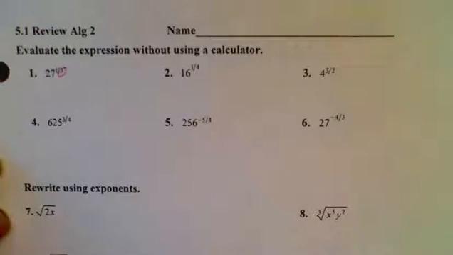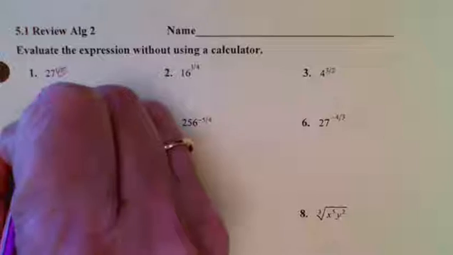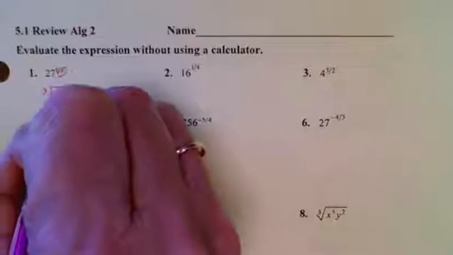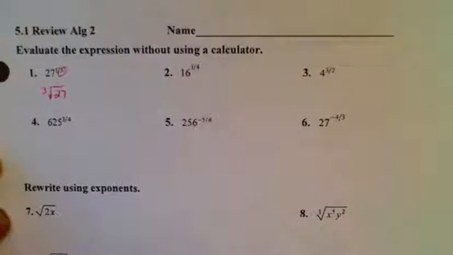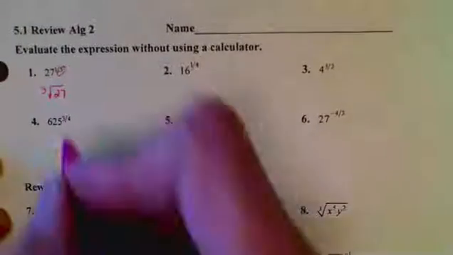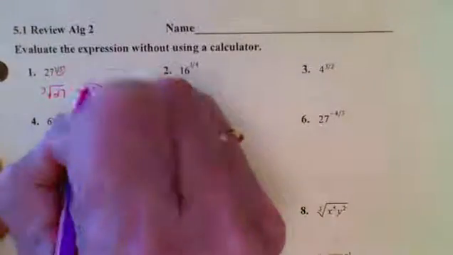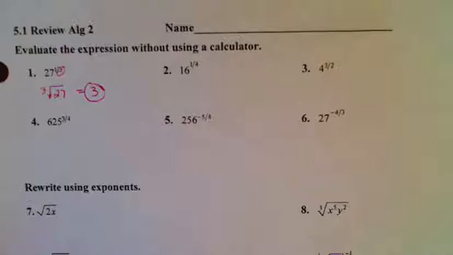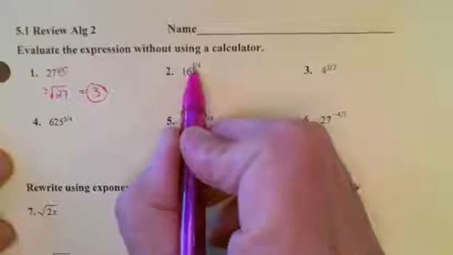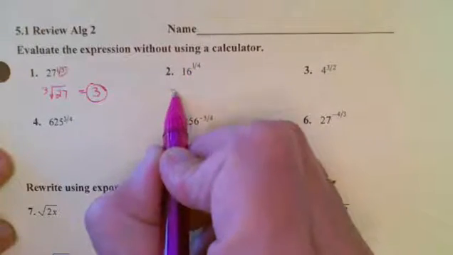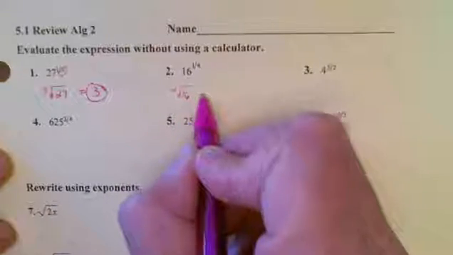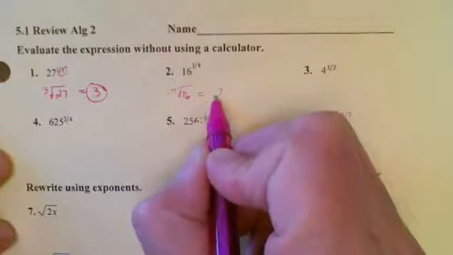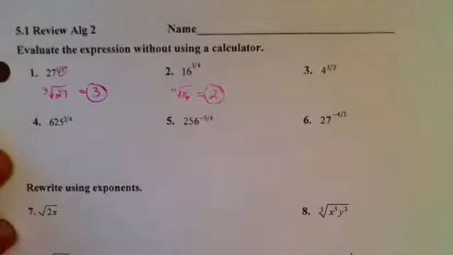So when you see 27 to the 1/3, you need to know that's the cubed root of 27 to the first power. So what number times itself 3 times gives you 27? 3 times 3 times 3. 16 to the 1/4 means the 4th root of 16. So what number times itself 4 times gives you 16? 2. 2 to the 4th power is 16.